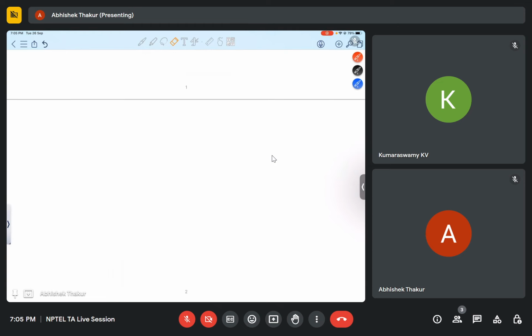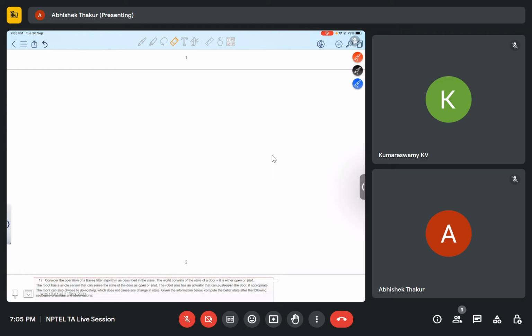Before moving on to the questions, first we'll discuss some of the basics. Whenever a robot moves in an environment, it has some sensors. Let's suppose this is our robot. It will have some sensors, like this is a camera sensor and this is a LiDAR sensor, and many other sensors like LiDAR, camera, radar, etc.